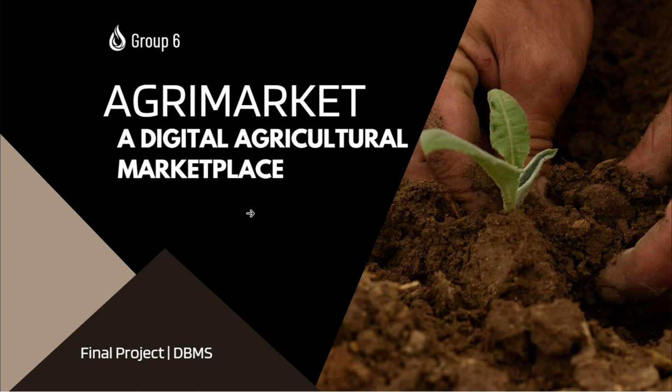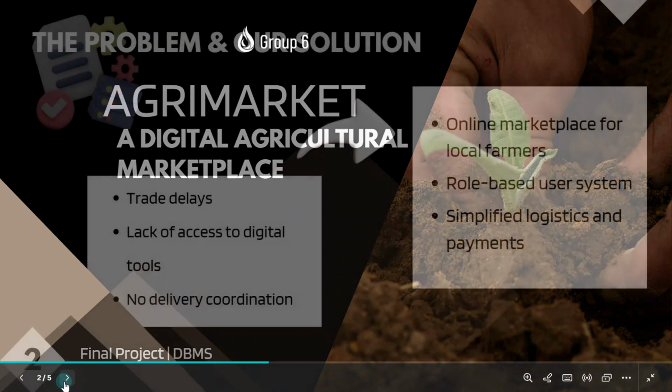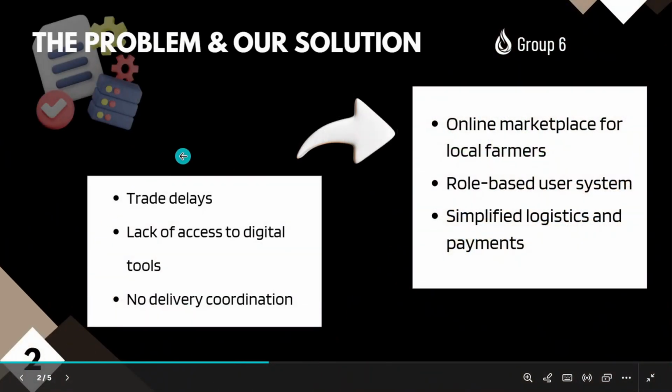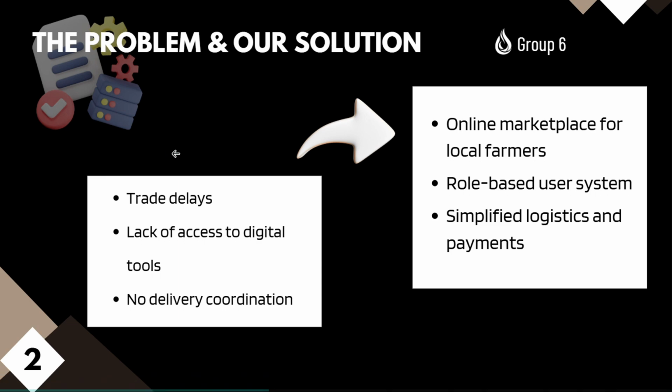What was initially the issue or the problem faced by those people? Farmers in countries like Burkina Faso, Mali, and Niger face big problems. They wait too long to sell, buyers can't find fresh produce, and deliveries often fail.